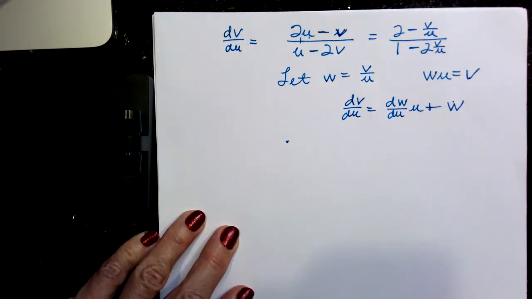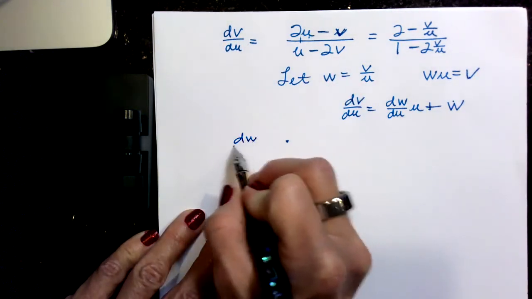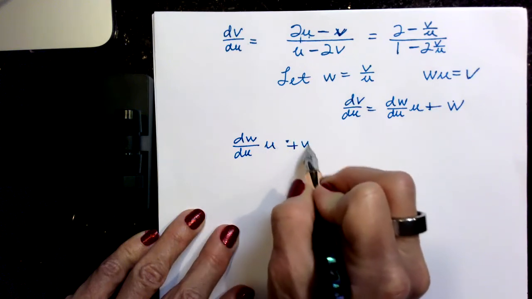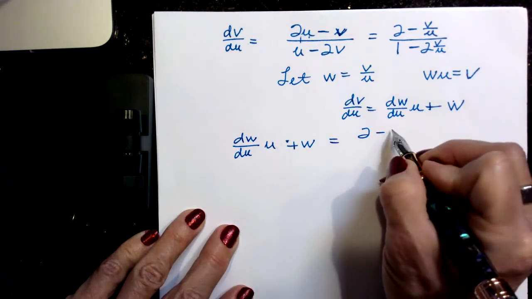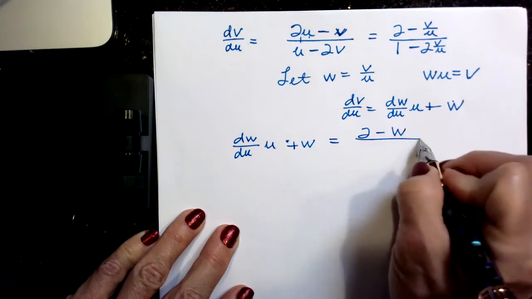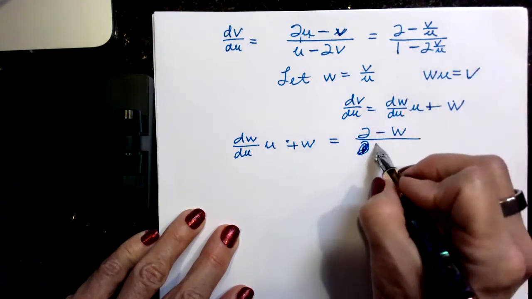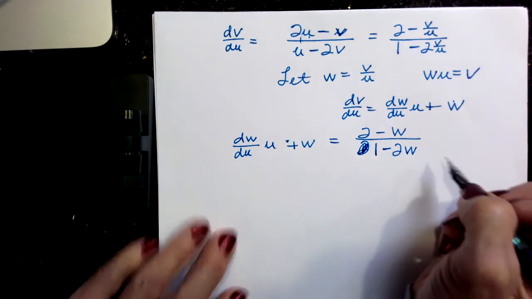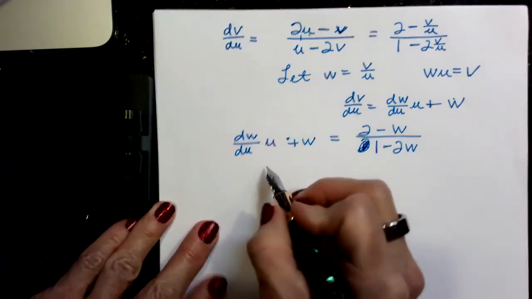Okay. And so we replace dV/du by that. So it's dW/du times U plus W is equal to (2 minus W) divided by (1 minus 2W). Okay.